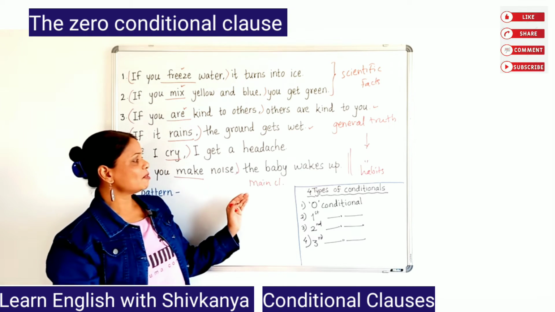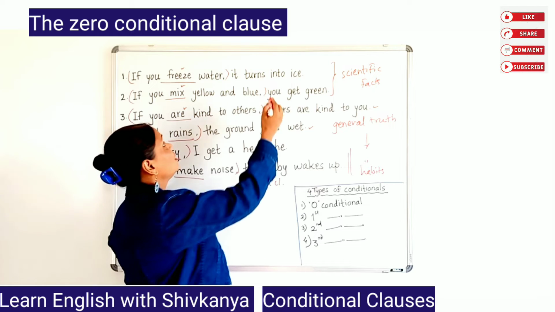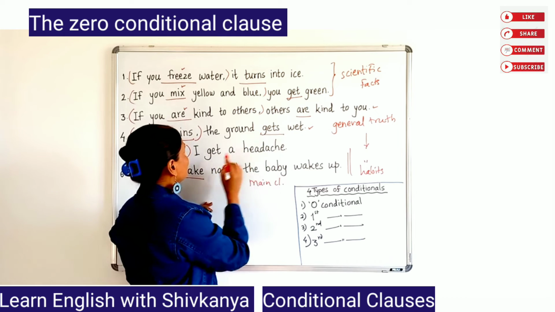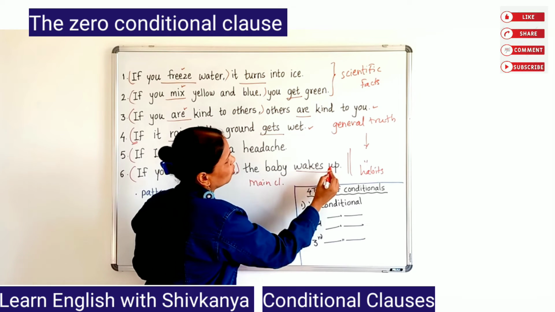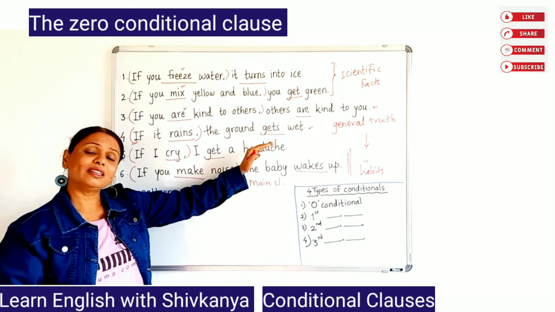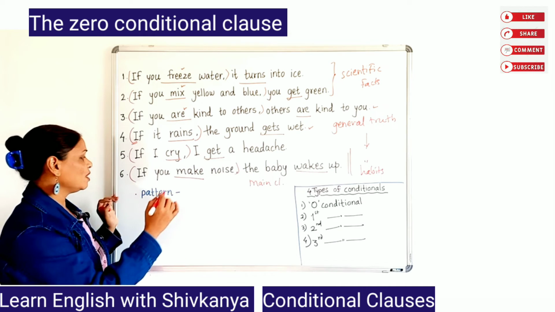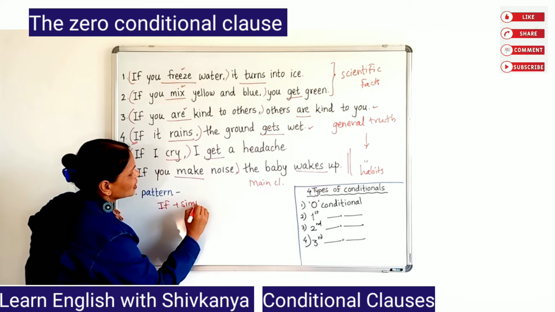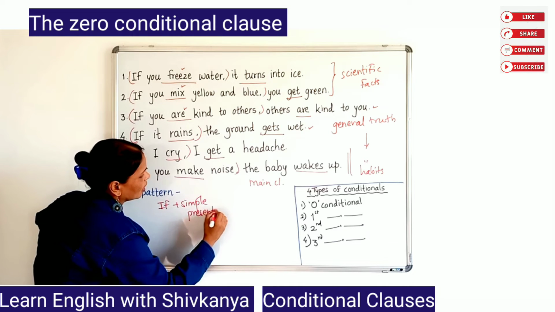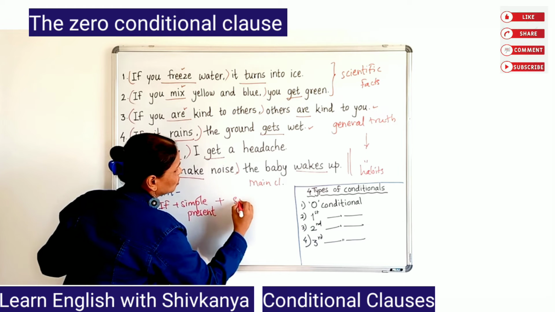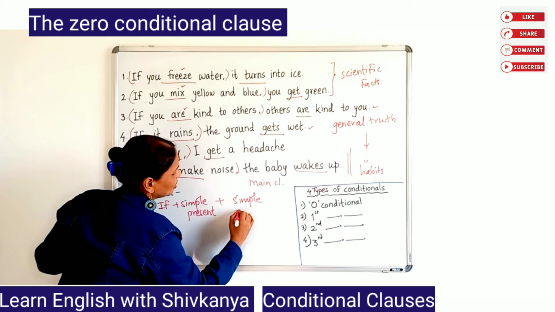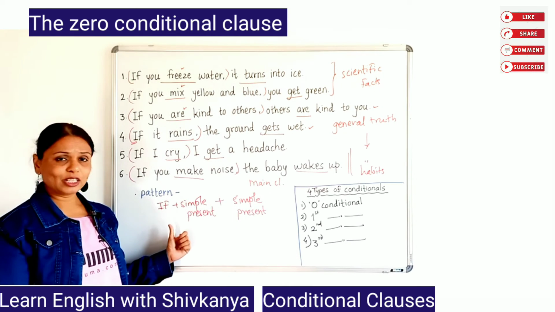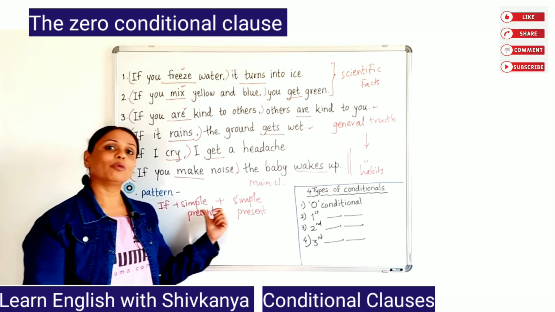If you look at the verbs which are used in the main clause, turns, get, are, gets, get, wakes up. All these are also in the simple present tense, and based on this we can say in the if clause you need to use the simple present, and in the main clause you need to use again the simple present tense. In the zero conditional, one has to use the simple present tense both in the if clause and in the main clause.